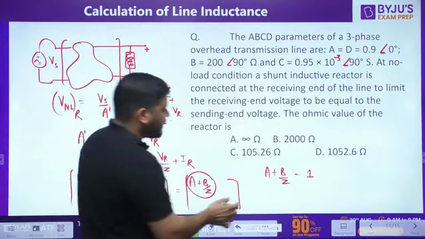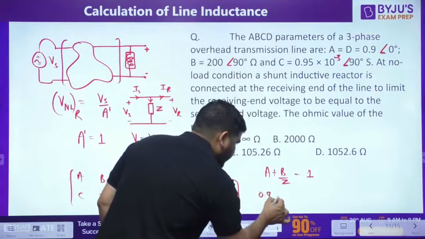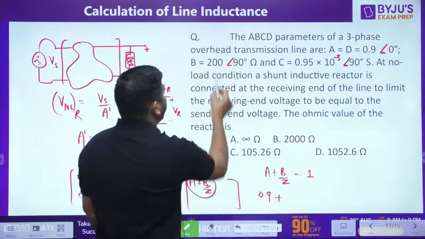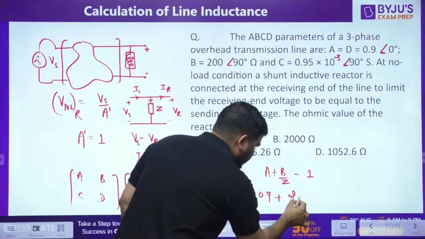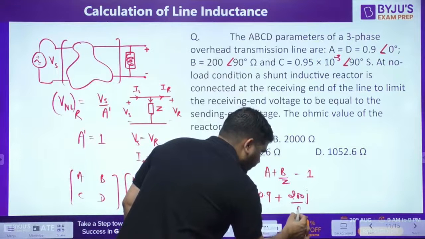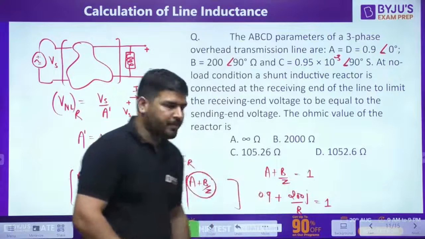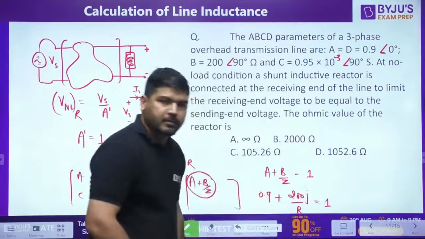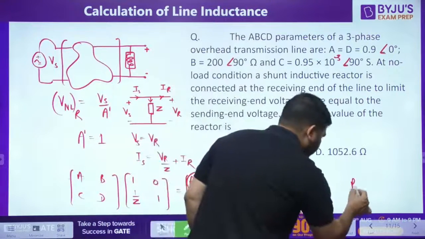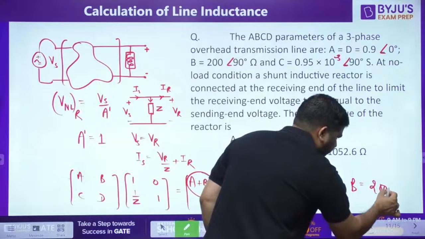What is A? A is 0.9, angle 0. What is B? B is 200 angle 90. So 200J by Z is equal to 1. Take this 0.9 on this side, so it will become 0.1.